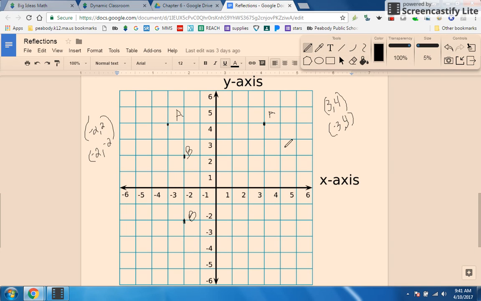So when you're flipping it over the x-axis, the x-coordinate stays the same, the y becomes the opposite. When you're flipping it over the y-axis, the y-coordinate stays the same, and the x becomes the opposite. So I'm going to give you a couple of these to try.